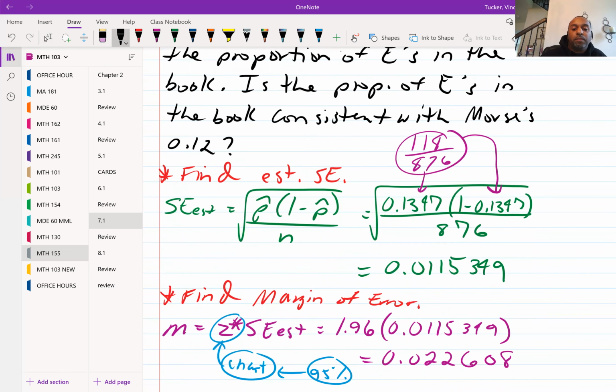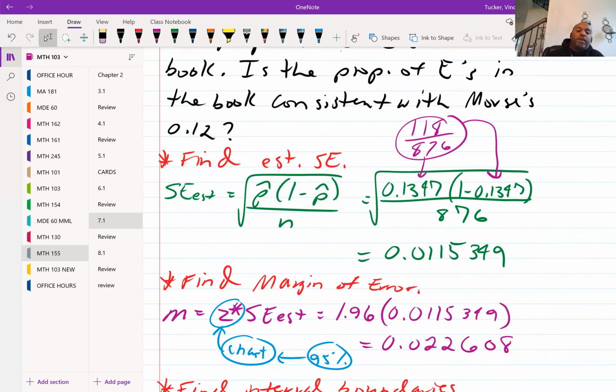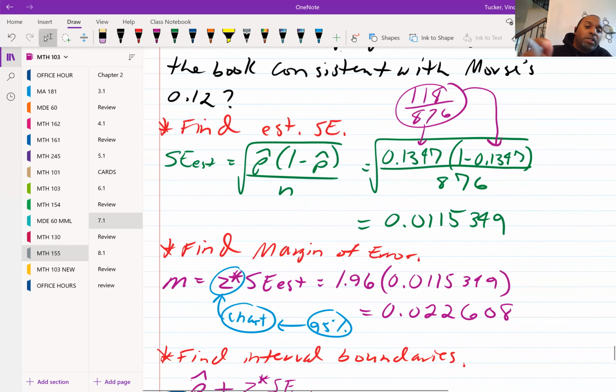All right. So we want to find the margin of error. I could have done 1, 2, 3 as far as steps. So next we're going to find the margin of error. Remember that's z asterisk times your estimated standard error.